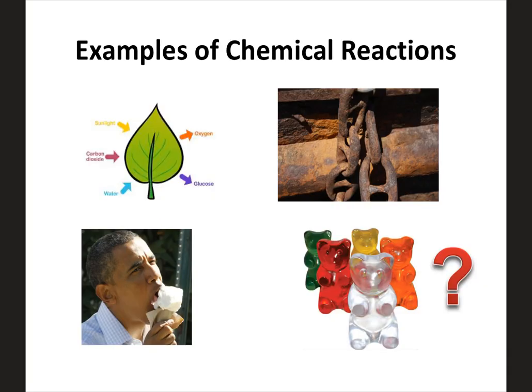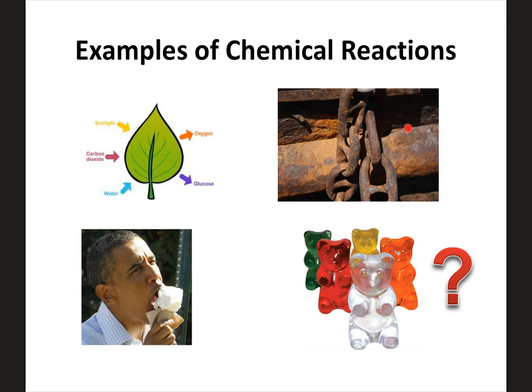So some examples here of chemical reactions. Photosynthesis is a great example. You can see here from this picture, the sunlight, the carbon dioxide, and the water go in, and your new substances, your oxygen and your glucose, come out. You got your new substances forming. That's a chemical change, a chemical reaction.